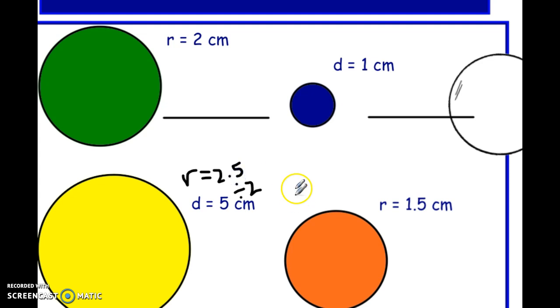And then on this one, we divide 1 by 2, and you should get what? 0.5. So that's what your radius is on this one. Okay? So if you need to go back and redo those, go ahead.